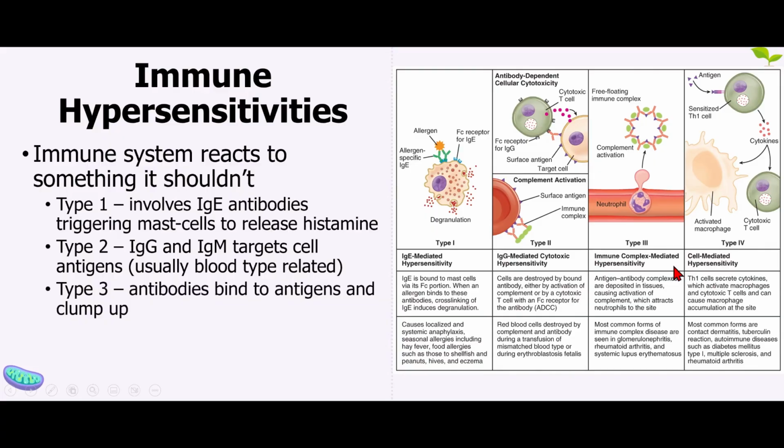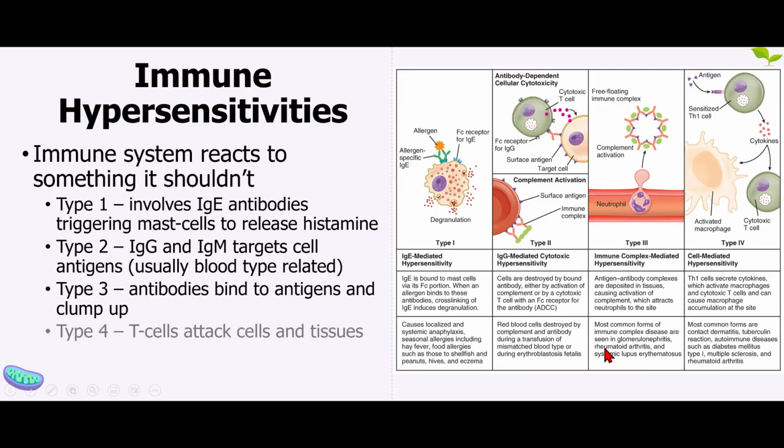Type 3 is not really common, and it's not really an allergy, but an issue that happens in your body where your immune system produces antibodies that clump up for whatever reason. They bind to antigens and make these giant clumps, and that is going to cause tons of immune activation in a specific area and localized inflammation. But it can also cause things like rheumatoid arthritis or lupus.